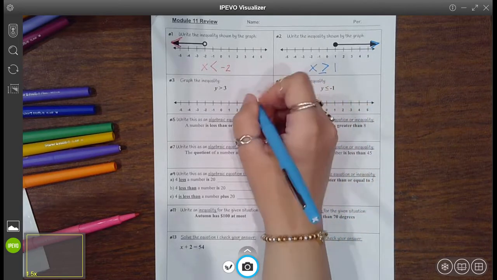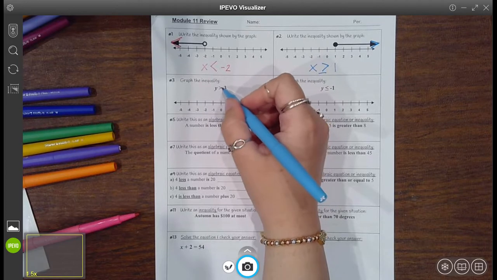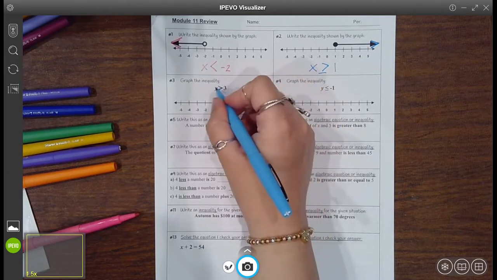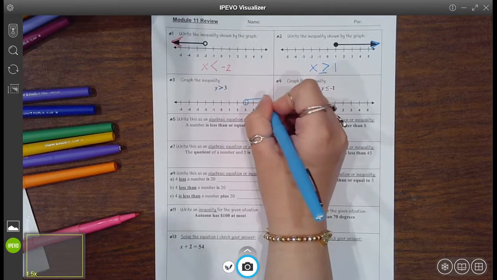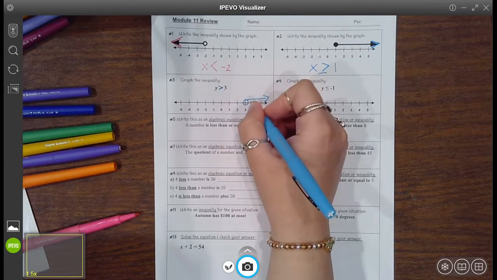Okay, my next one, this time they want me to graph it. So I'm going to draw a circle at 3. I'm not going to shade it in because it's not including that point. And the arrowhead is going to the right, so they're getting bigger. And look, the great big open end is facing the variable, so numbers get bigger to the right.